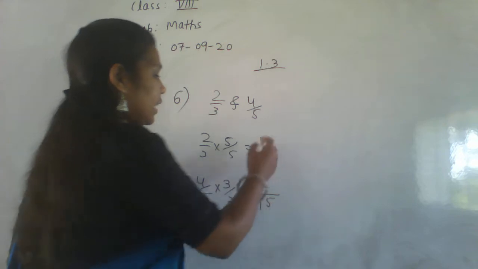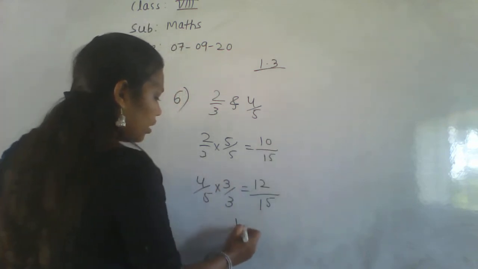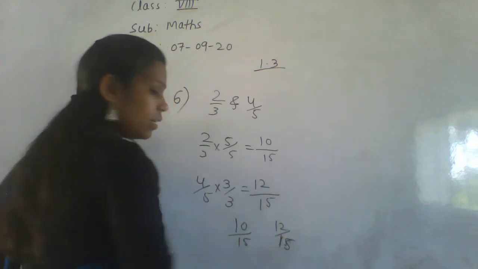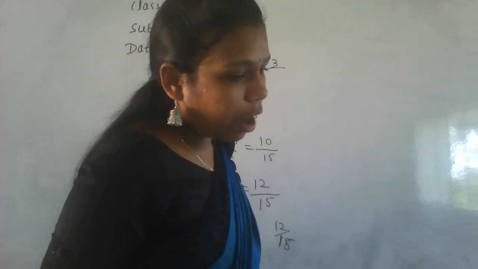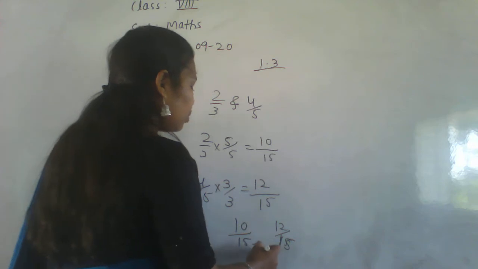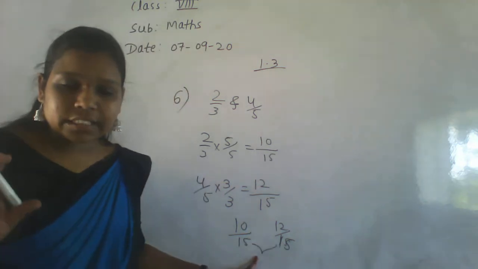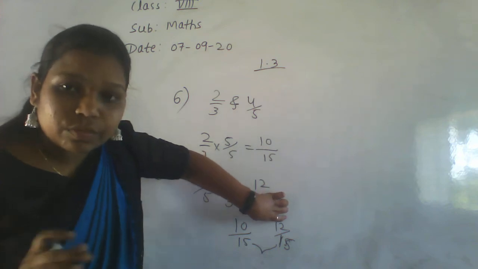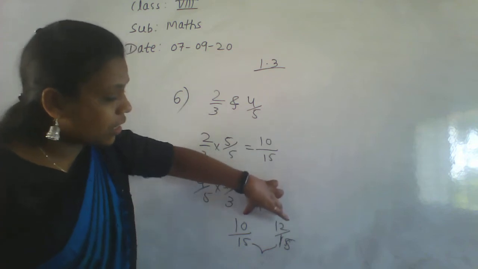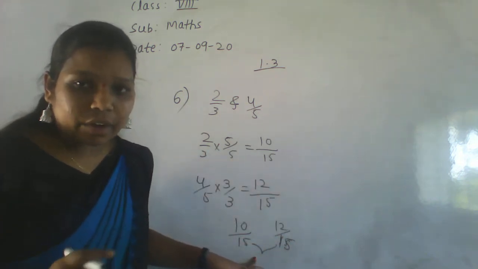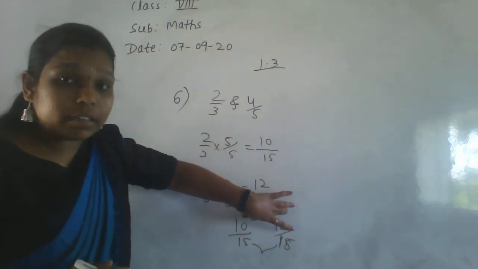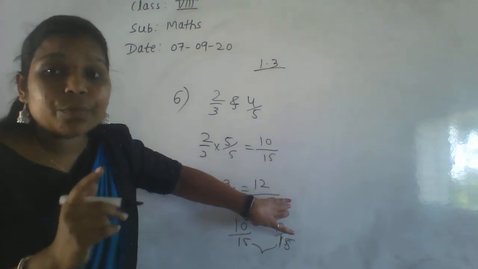Right? So after this, check here: 10 by 15 and 12 by 15. We are having two values, right? But they told us to find how many? 5 rational numbers in between these two rational numbers. We want 5 rational numbers in between them. But see here the difference. Already the denominator value is same, 15 and 15. Now we have to check 10 and 12, that is, take the difference of the numerator values.